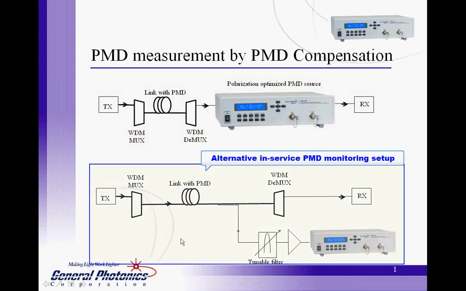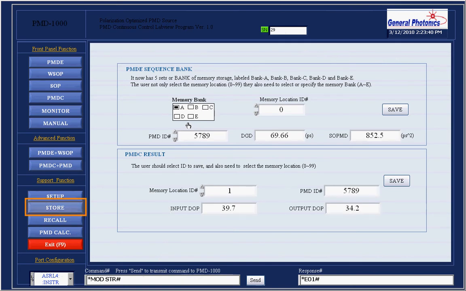Also, one can achieve multi-channel PMD measurements by using a tunable filter to tap a small portion of signal power from the link. Since the live link is not interrupted, there is no extra loss to the transmission.